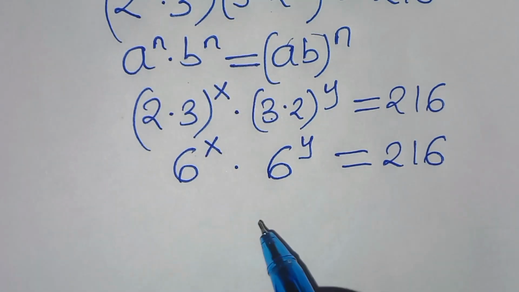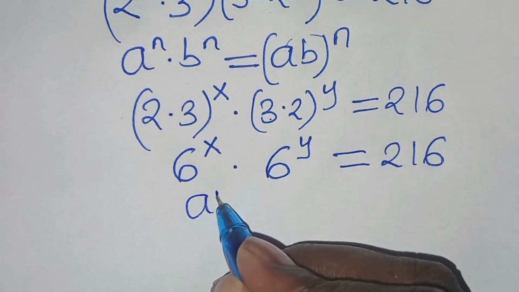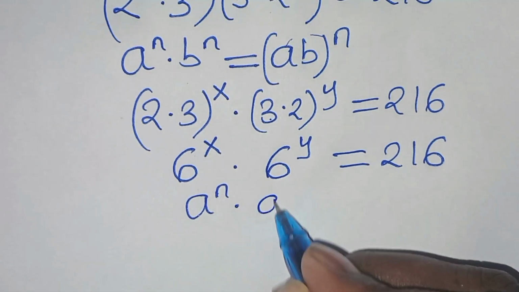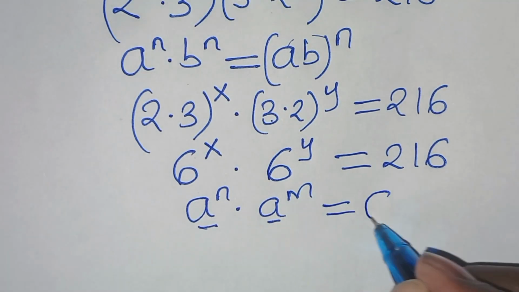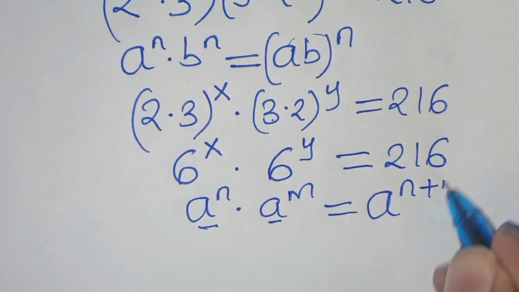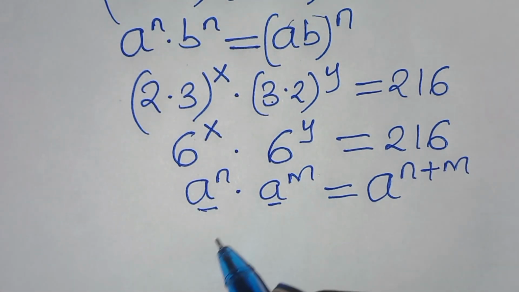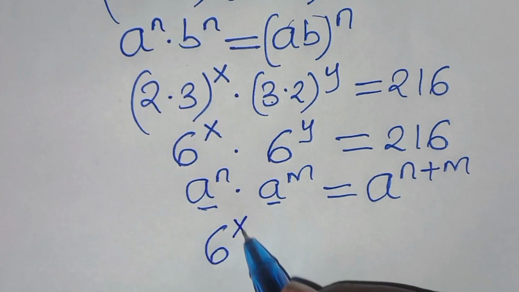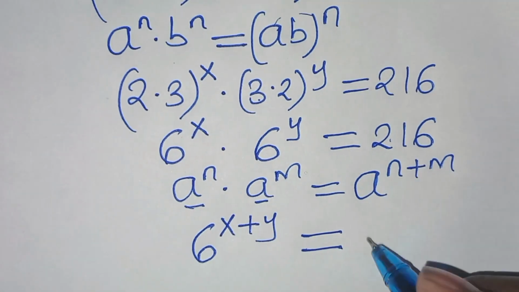The next step from here, 6 to power x times 6 to power y. This is in the form of a to power n times a to power m. The bases are common here, so we can express this as a to power n plus m. Now, applying this exponent property, then this means that we have 6 to power x plus y. This is equal to 216.